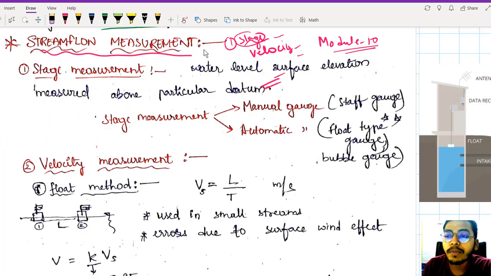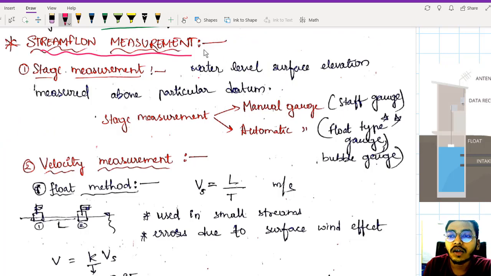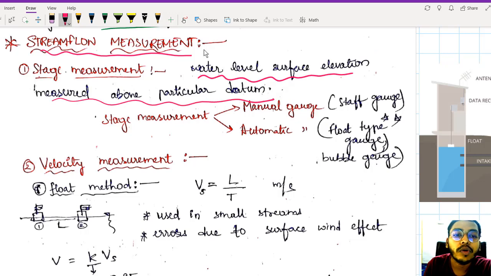ठीक है. Now coming to the first thing, what is that? Stage measurement. What is the stage? The water level surface elevation measured above particular datum. We are calling it as stage. ठीक है. How to measure this stage? There are two types. One is the manual gauge method. Other is the automatic method.